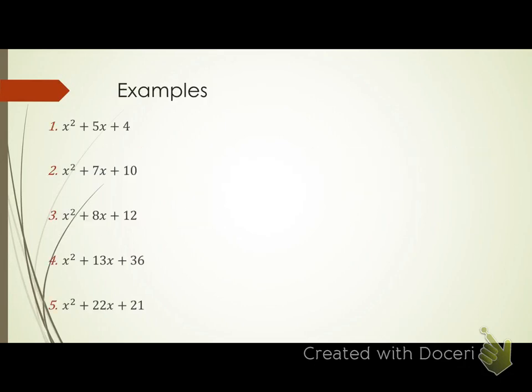So, lots of examples here. Number 1. What does step 1 tell me to do? Draw parentheses and fill in variable. There's my parentheses. What's the variable I'm using? X. So I'm going to put X in the first slot of each parentheses. First term. Step 1 done. What does step 2 tell me to do?